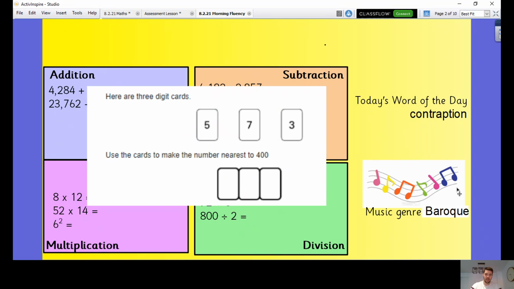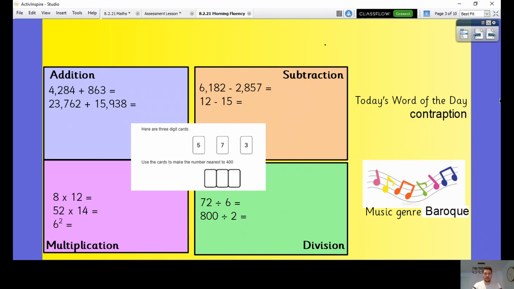Your reasoning question says, here are 3-digit cards, 5, 7, and 3. Use the cards to make the number nearest to 400. My clue is to first of all think about the hundreds digit. That's the most important. Which digit can you rule out straight away? And then think about your key rounding skills from there. So answer your questions on the quiz and then come back for a couple of explanations and examples.